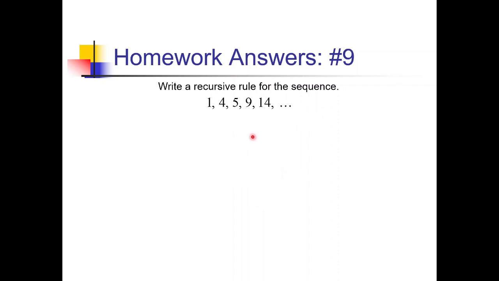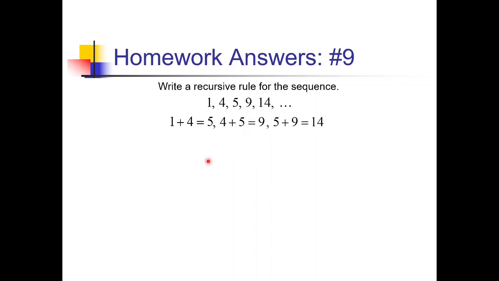For this problem, I'm trying to write a recursive rule for the sequence here. Is it arithmetic? Well, 4 minus 1 is 3. 5 minus 4 is 1, so not arithmetic, no common difference. Is it geometric? 4 divided by 1 is 4. 5 divided by 4 is not 4, so not geometric. Can I do something with two previous terms to get the next term? 1 plus 4 would be 5. 4 plus 5 is 9. 5 plus 9 is 14. So this looks kind of like a Fibonacci sort of sequence here.